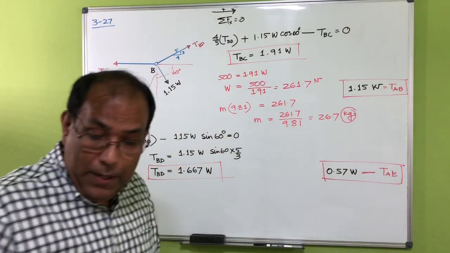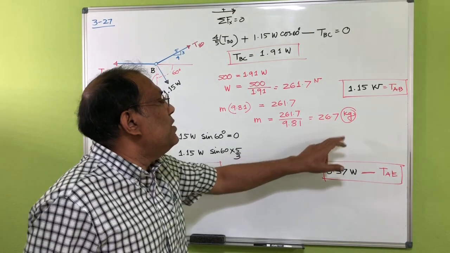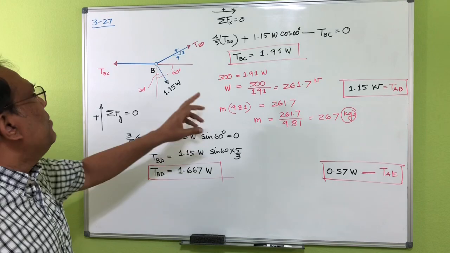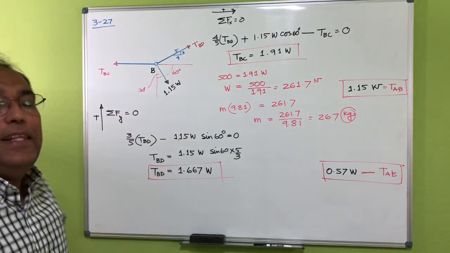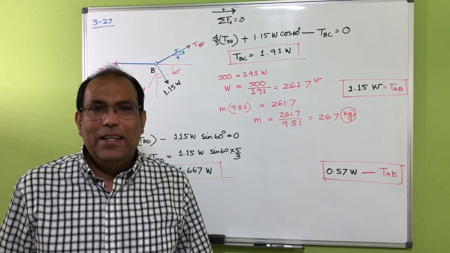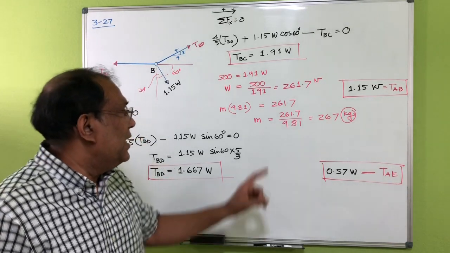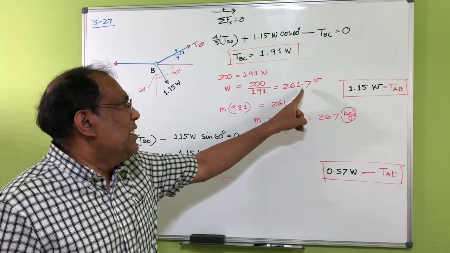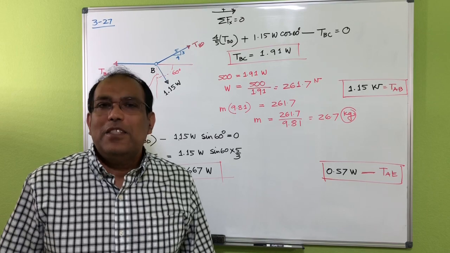Okay, so it means if you hang 26.7 kg, then this one would have 500 and all others would be a little less than 500. So that's the answer, that you can hang this many Newton or this many kgs. Okay, let's move forward.